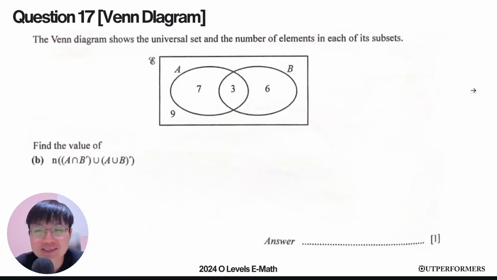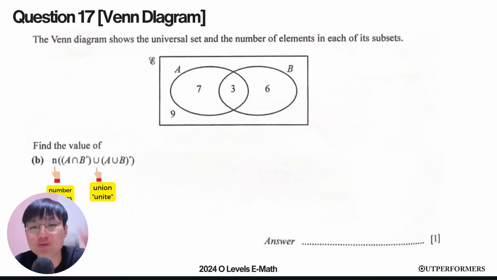Now let's take a look at part B. For part B, they changed it a little bit. Still number of terms or number of elements. But this time round, we want to find union. So we're going to add every single thing. Union, another word for unite. Unite together. So we can use the same color for everything.